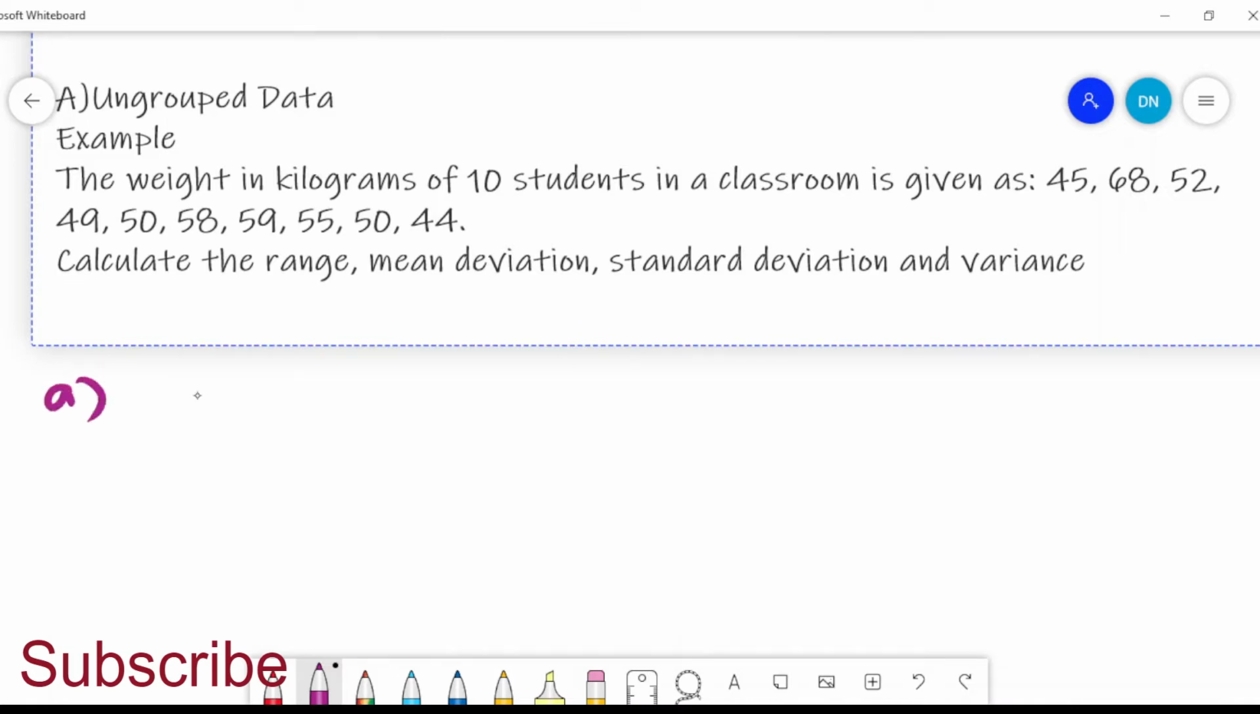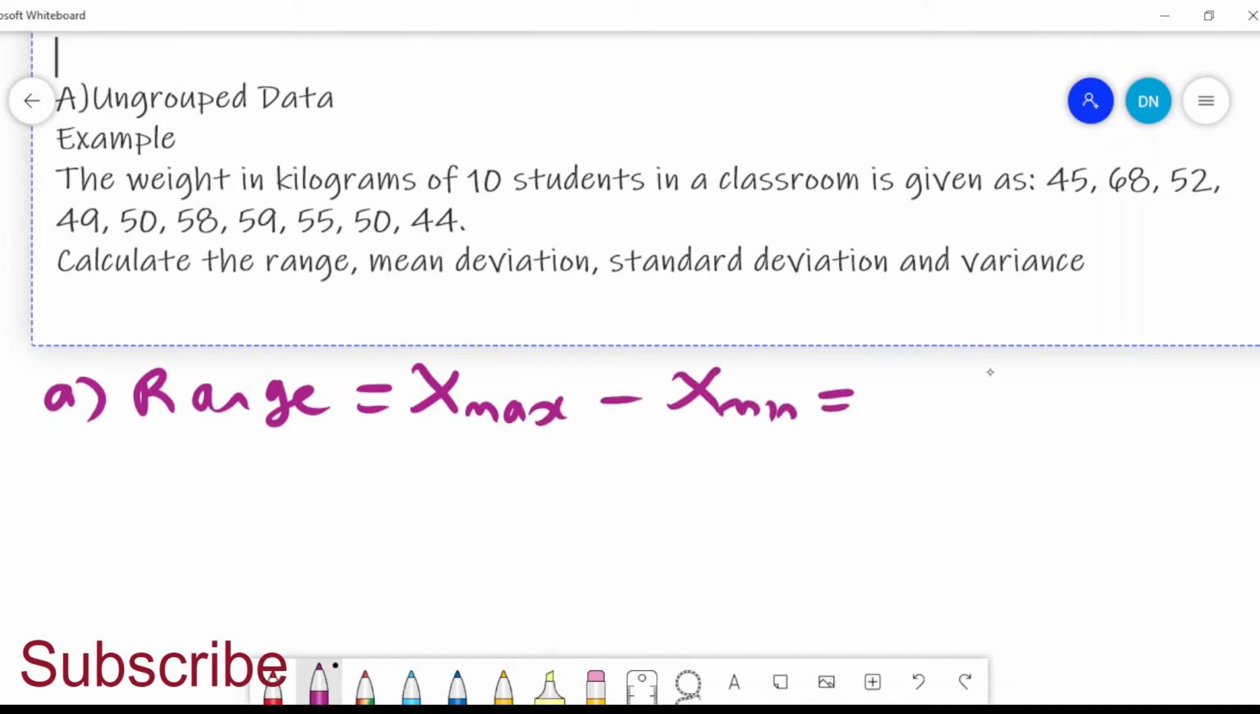One of them is the range. The range is you take the highest x, the maximum, minus the lowest value of x. When you look at that data, the highest value is 68 and the lowest value is 44, and that gives us a range of 24. So the range is from the highest and the lowest.